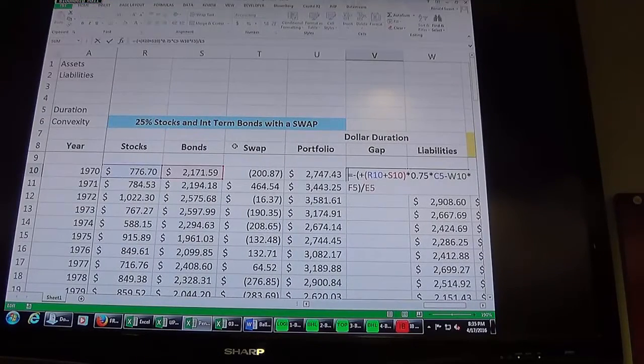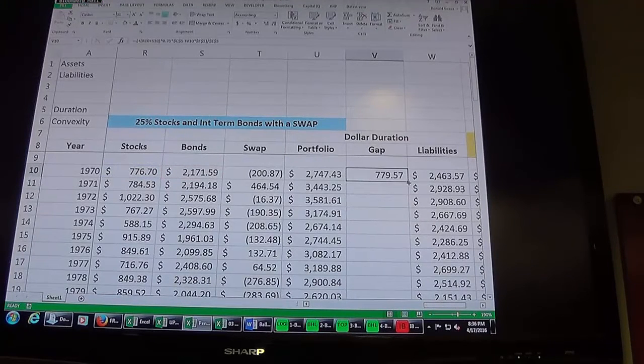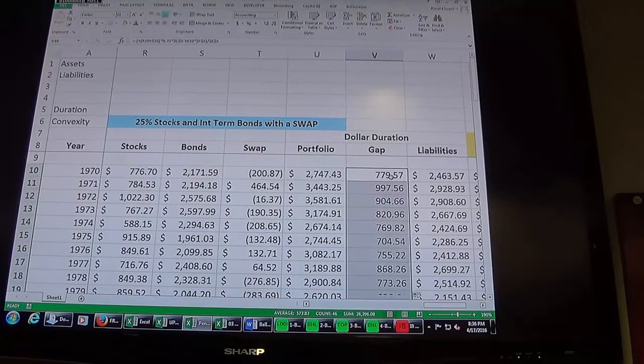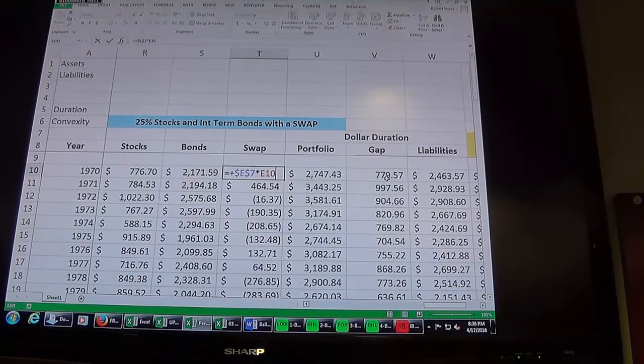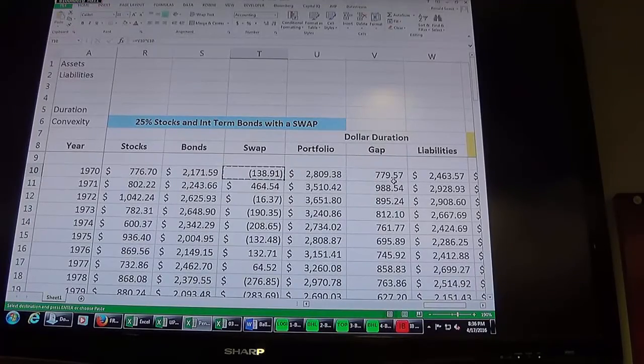Now I'm going to have to lock some of these things in. R plus S is fine. C5, got to lock that in, right? W10, don't know what that is. That's the liabilities. It stays separate. Oh, that's the same. Okay, times F5 divided by E5. All right, so let's copy that down. You notice the duration is much lower now because we have so much more in bonds. So now when we do the swap, we take that times that.